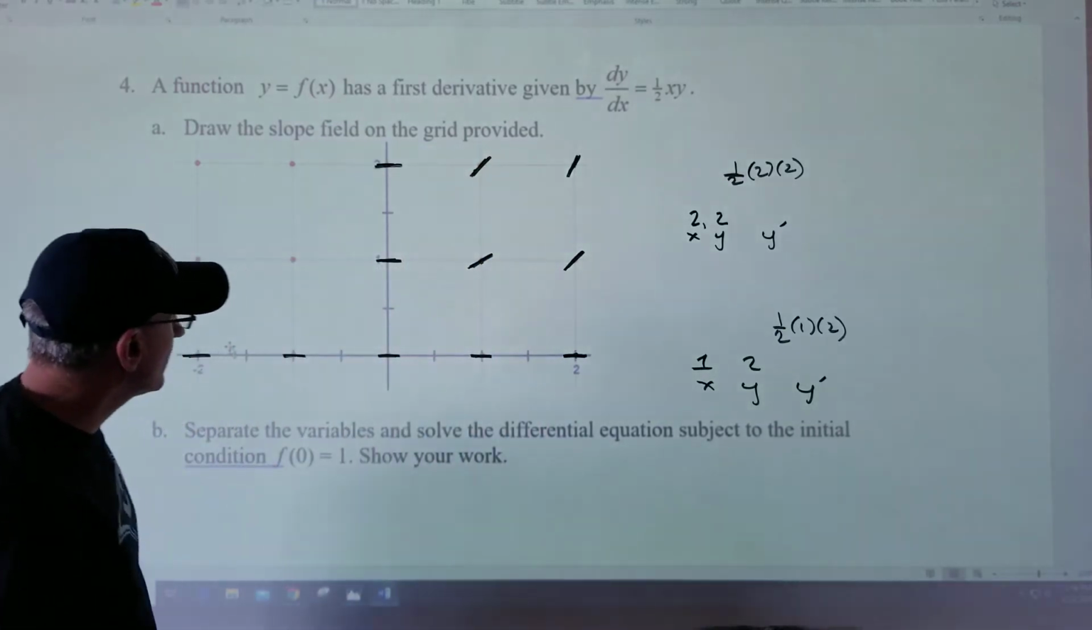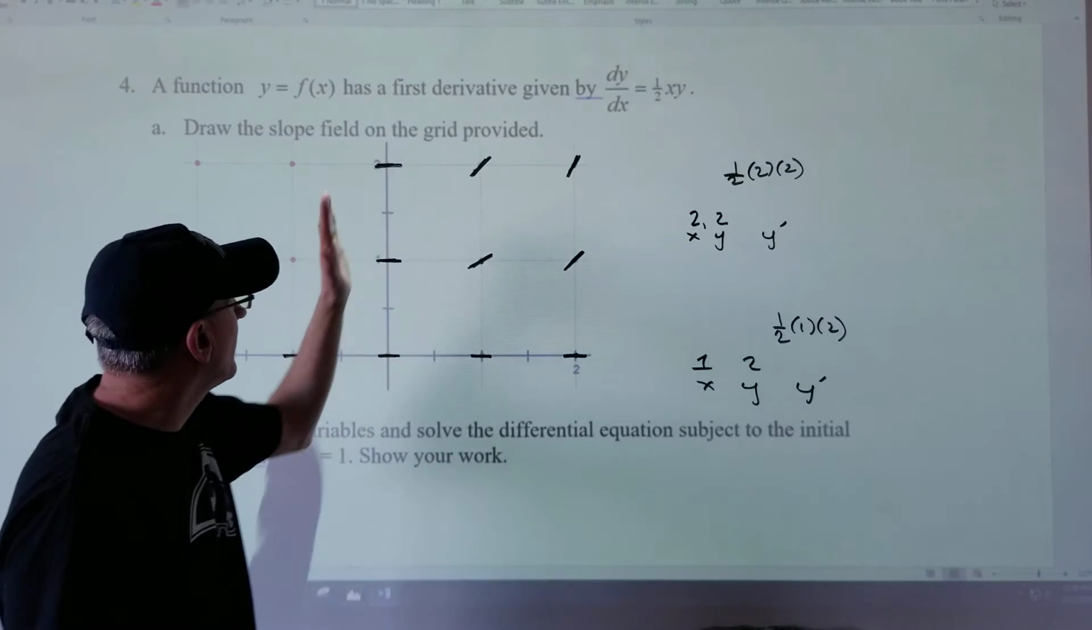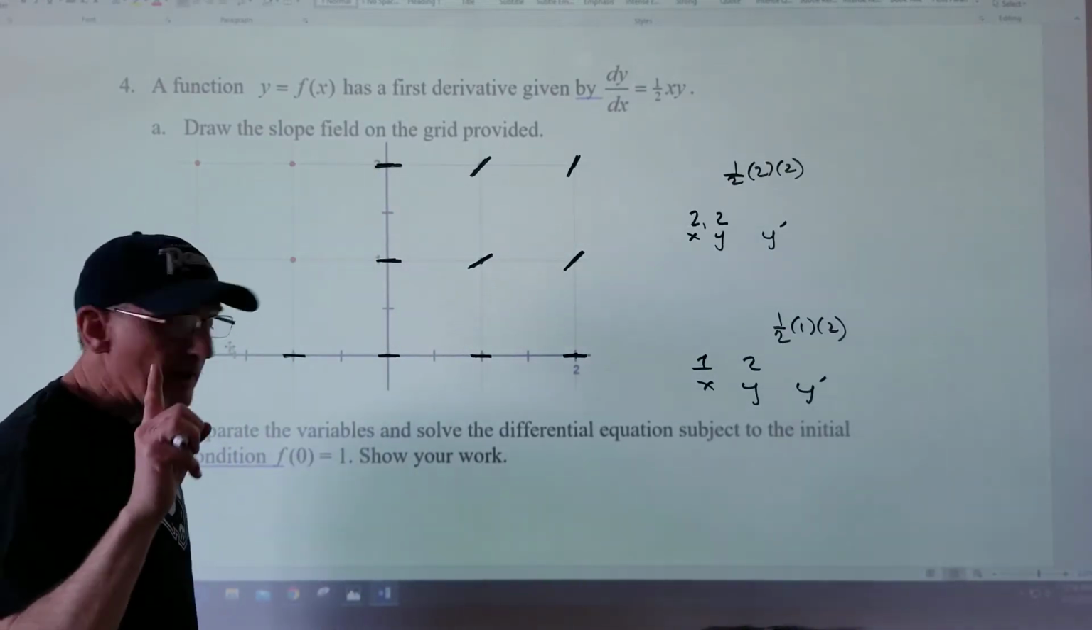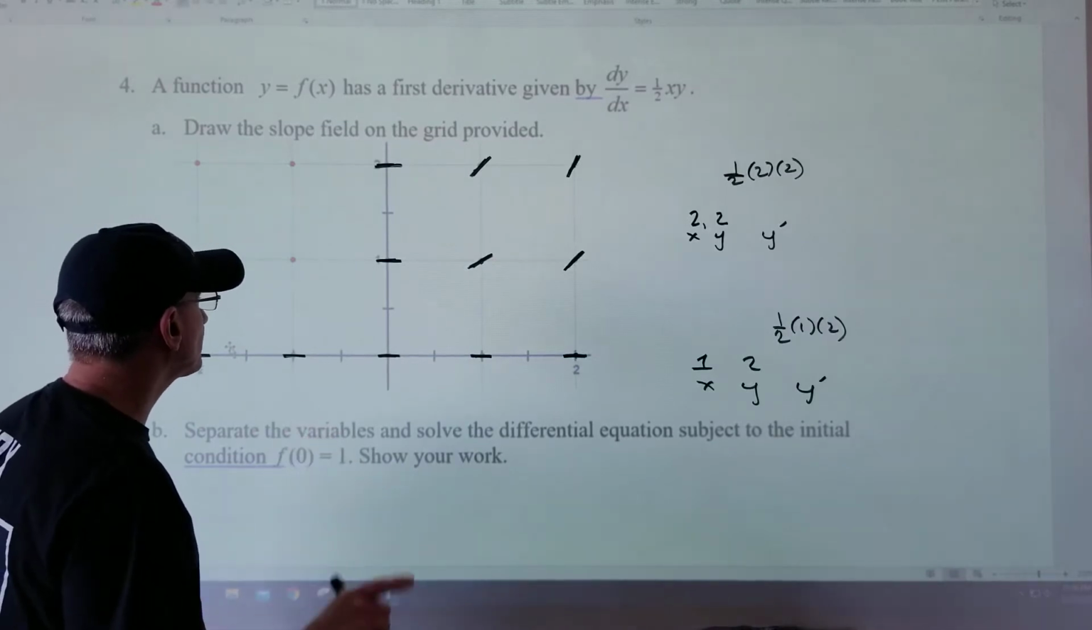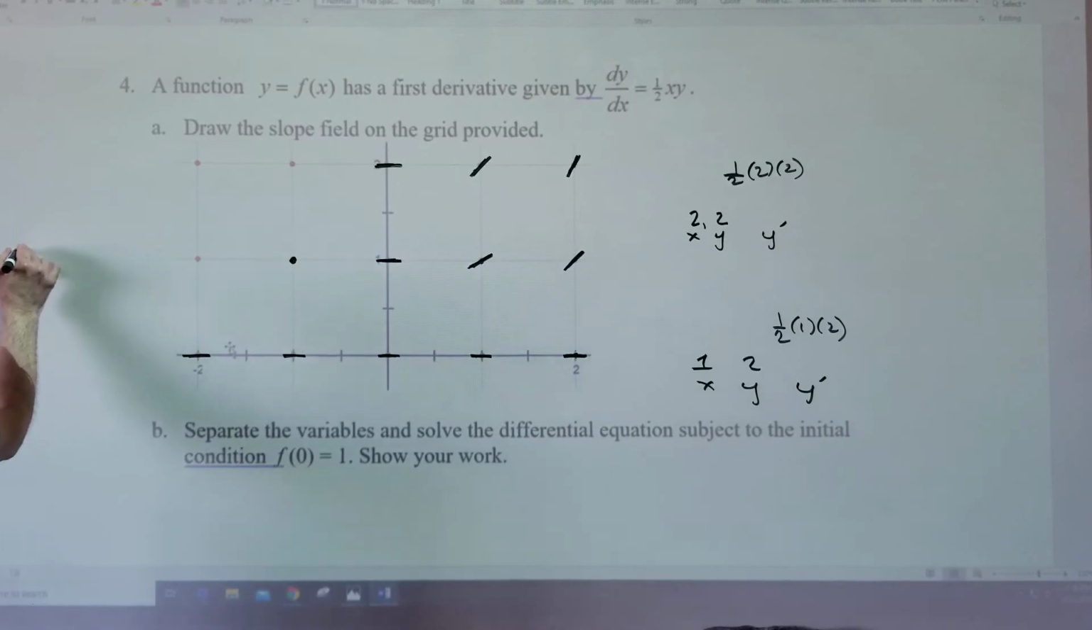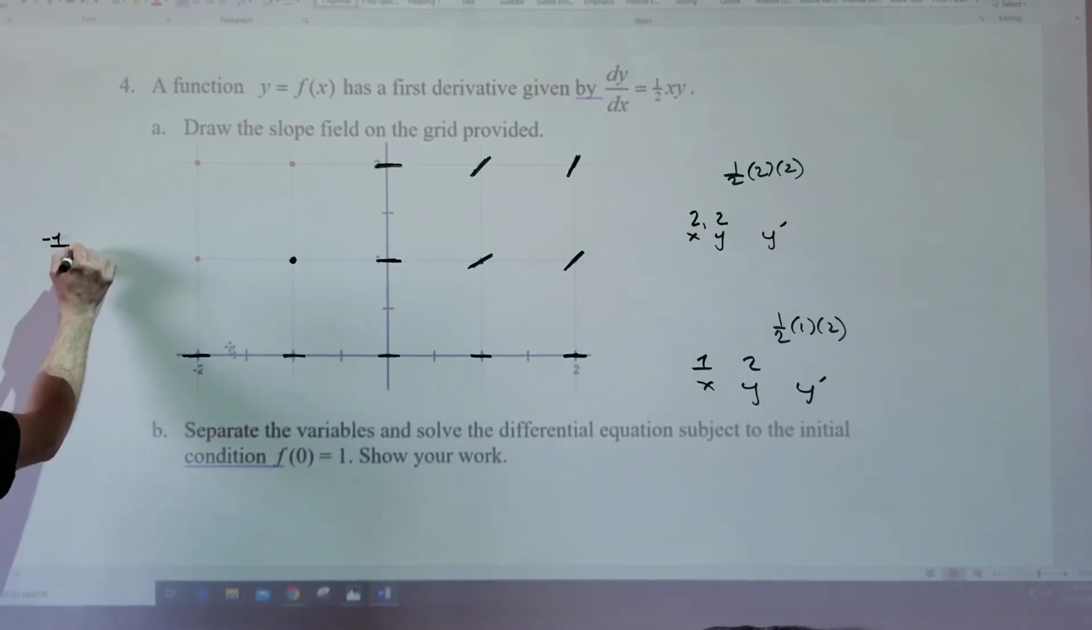Okay, first quadrant's complete. The x-axis is complete. The y-axis is complete. I only have 4 more of these I have to do. And I think I'm going to do just one of them. This one. This is the point -1, positive 1.